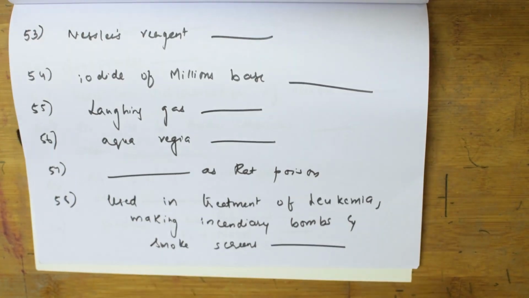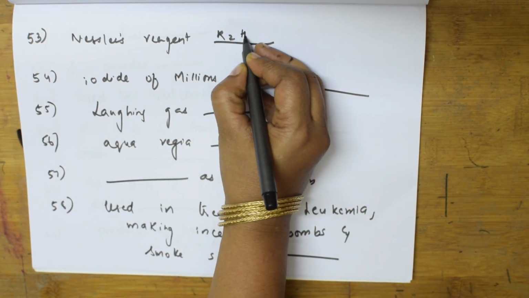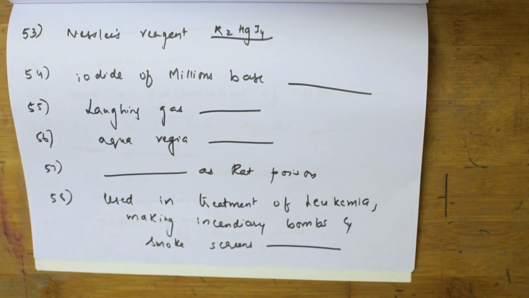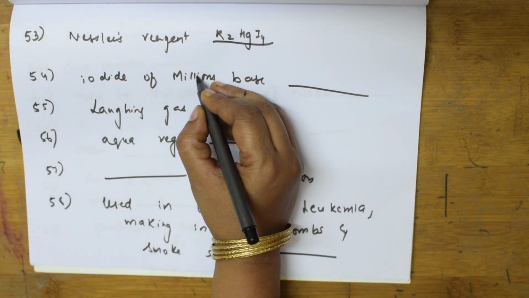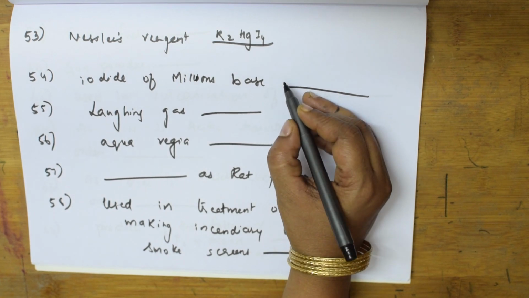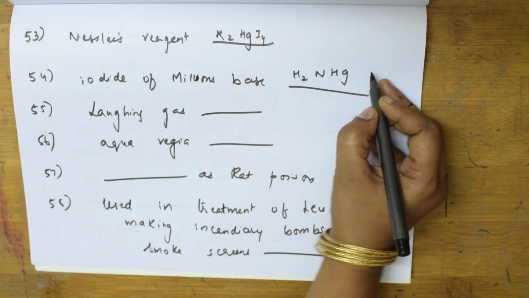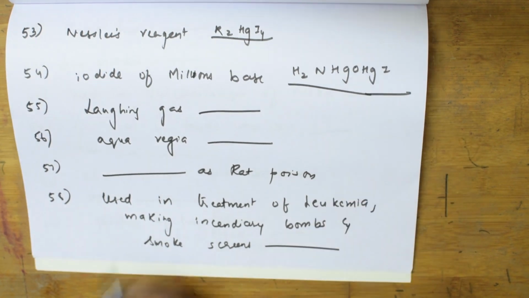What is Nessler's reagent? It is nothing but potassium mercuric iodide. You have done it in your salt analysis also; we test using Nessler's reagent. Next, what is the iodide of Millon's base? It is not millions, it is Millon's base. The iodide of Millon's base is H2N-HgO-HgI. Remember the formula.